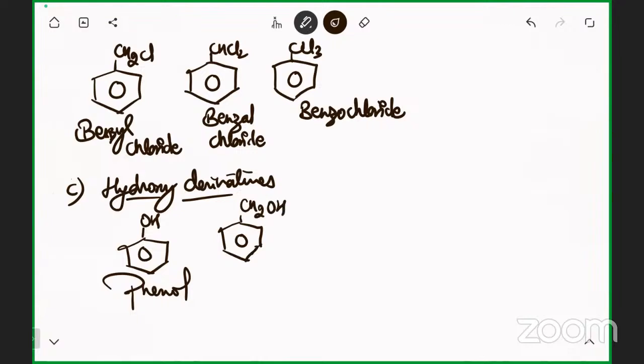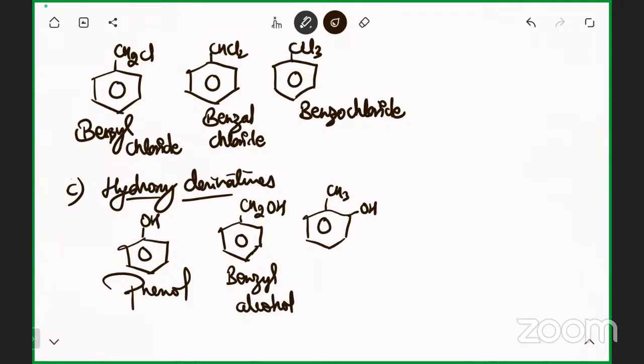Anyone name it fast? Otherwise, I'll beat you now. Literally, I'll... Benzyl comes there. Second one, benzyl alcohol. Very good. Okay, next, this one.